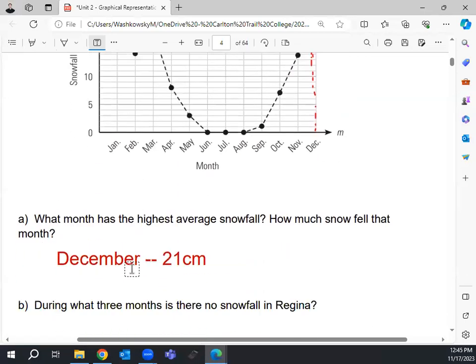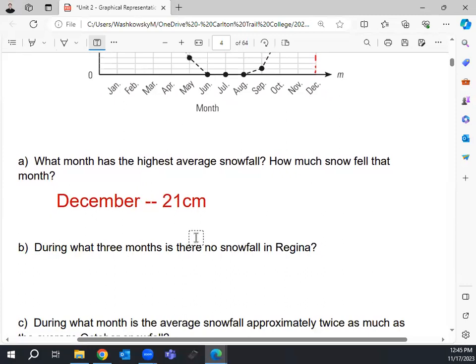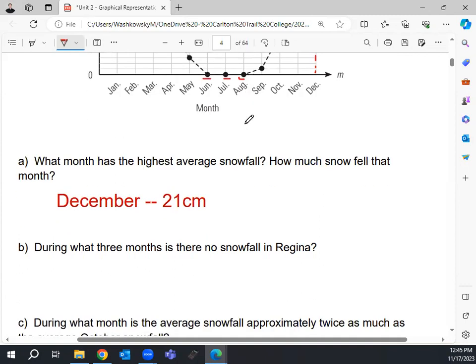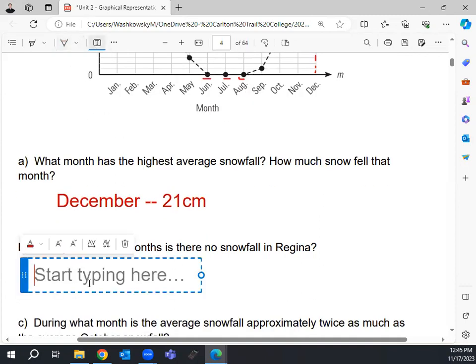And again, what are the 3 months that there was no snowfall? Yeah, June, July, and August, right? We look at our x-axis here, which shows our months, and we just see that we have 3 points here that are on that 0 mark. So it's just reading the graph is what we're doing here. So there's June, July, and August.